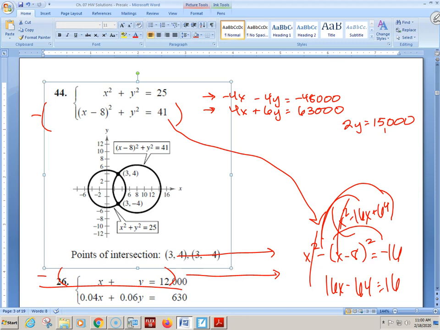70, 80, 80 divided by 16 is 5. Well, something went wrong with my math. Sorry, guys. I'm not sure what it is. I don't hear anyone out there catching me on it. It should have worked out nicely. 5, 10, 16. Plus 4 minus 16.